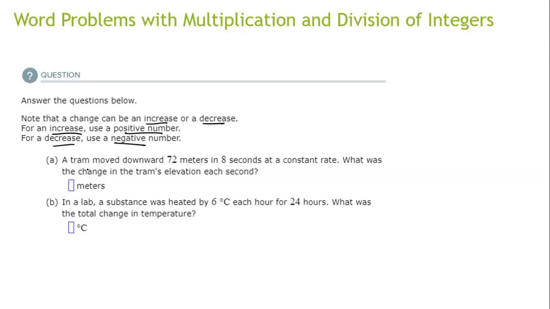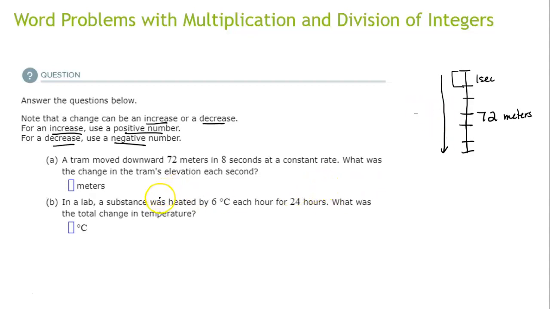A tram is moving downward 72 meters in 8 seconds at a constant rate. So what's happening is this tram is moving down, and in that time of 8 seconds, it goes 72 meters. But it takes 8 seconds to do that, so we're dividing this up into 8 sections. Each one is 1 second. What I want to find out is how much is each one of these seconds. What I'm actually doing is finding a rate, which means I'm dividing.